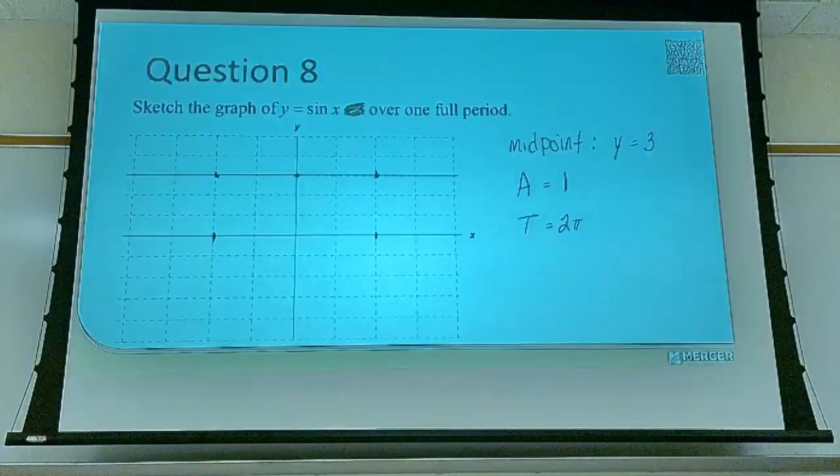Remember, when I say 0, I really mean my midline. The amplitude says how high we're going, or how low. At positive pi over 2, sine is 1. Sine of pi over 2 is 1, so I have to go 1 unit above the midline. At minus pi over 2, I have to go 1 unit below the midline, so I'd be at 2.